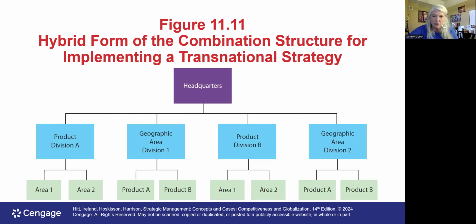in a divisional structure. So you see a transnational structure is often implemented through two possible combination structures, a global matrix and a hybrid global matrix. So the global matrix design brings together both local and product. We've kind of said that.